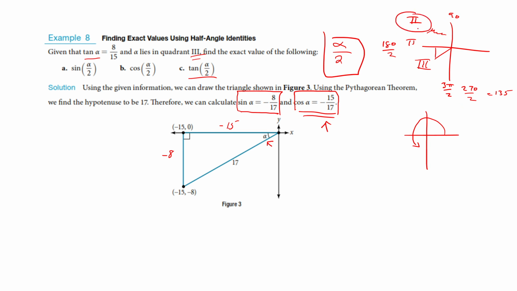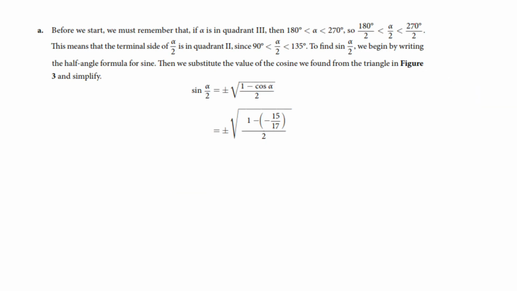Now, why is that going to be important? Because when we use the formula, we're going to need to know what value sine or cosine takes in quadrant 2. So that's what all of this is explaining up here at the top.